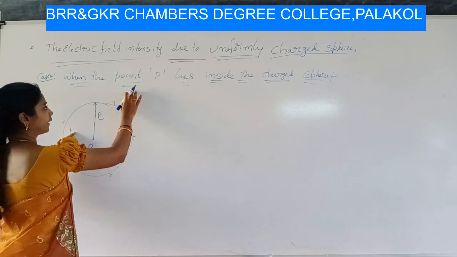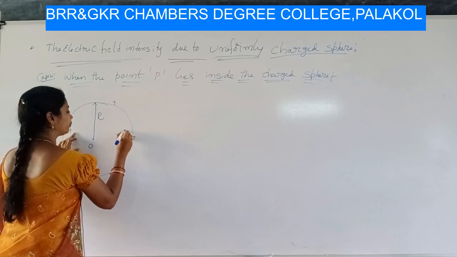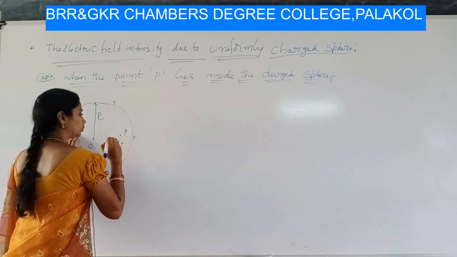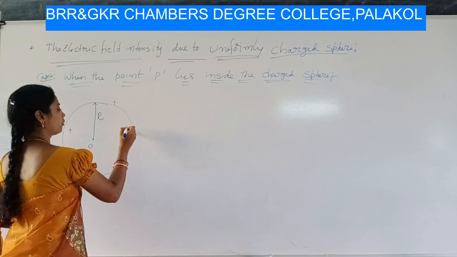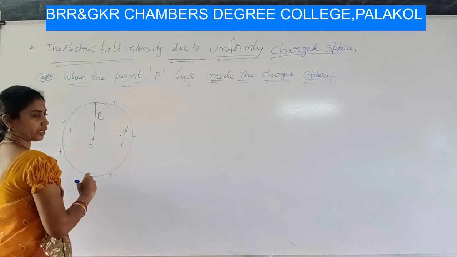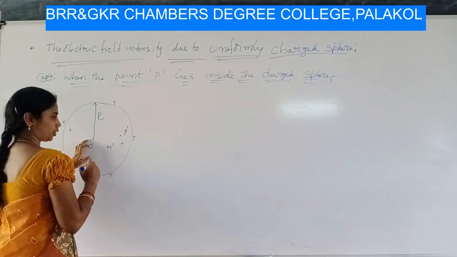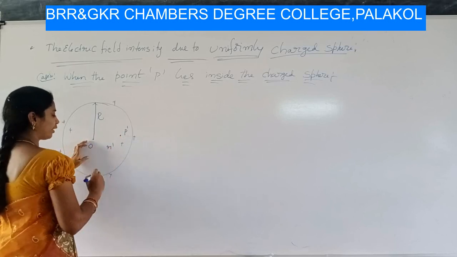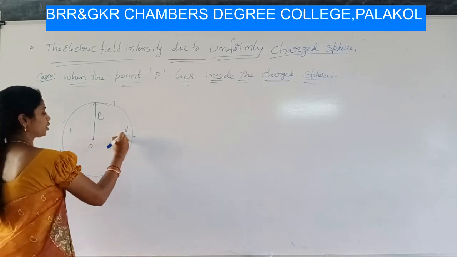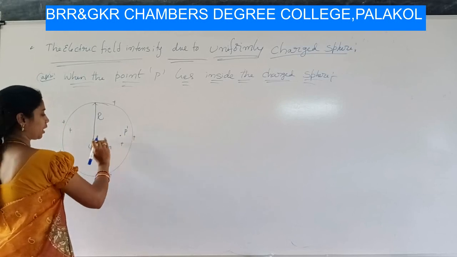Here we consider that the point P lies inside this charged sphere. To indicate the difference between these cases, we write this P as P dash. Here we assume the point P dash, which is at some distance R dash. Here also we take it as R without confusion. Here the distance between this point O and this point P dash is R.